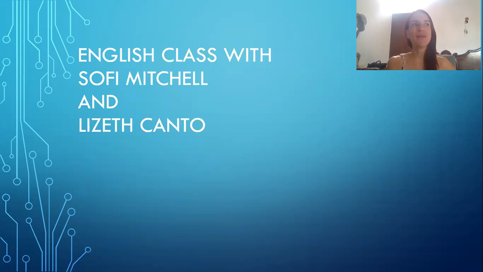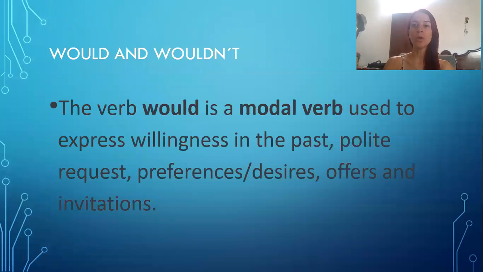And today we have the topic would and wouldn't. Would and wouldn't. These are called modal verbs. And let's read. The verb would is a modal verb used to express willingness when we want to do something in the past, to be polite, to express preferences, desires, offers, and invitations. Let's have a look.